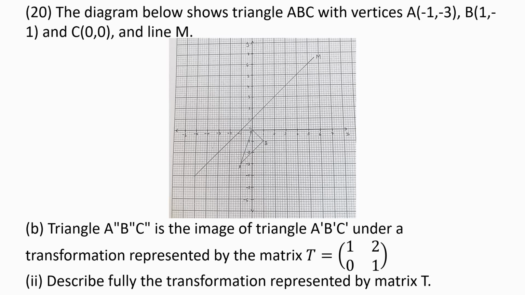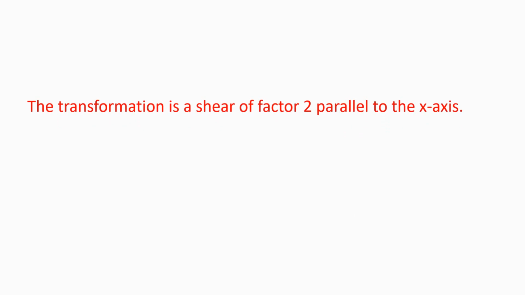Question 20, part B2. Describe fully the transformation represented by matrix T. And matrix T is 1, 0, 2, 1. Then general rules for matrices. The general matrix for a shear parallel to the x-axis is 1, a, 0, 1. Therefore, the transformation of A prime, B prime, C prime to A2 prime, B2 prime, C2 prime, represented by the matrix T, is a shear of factor 2 parallel to the x-axis.